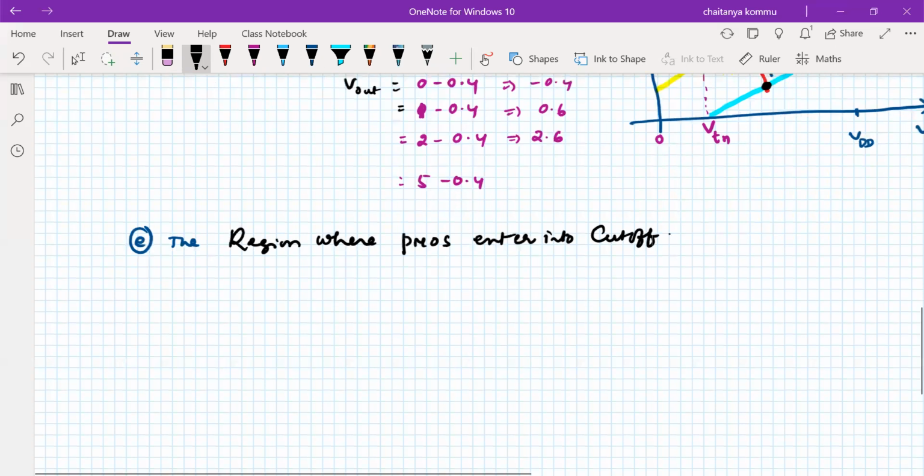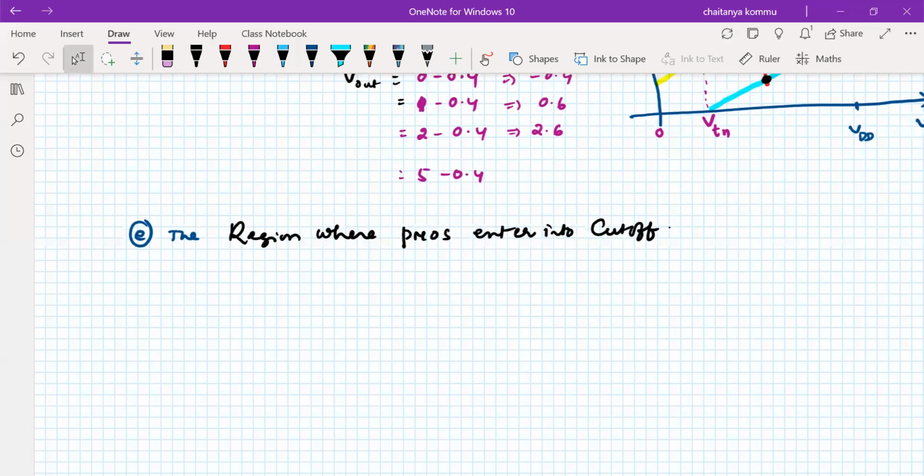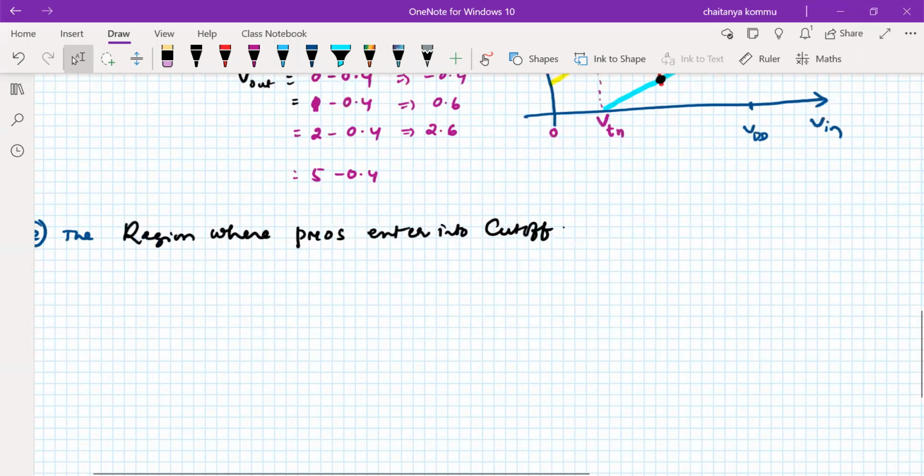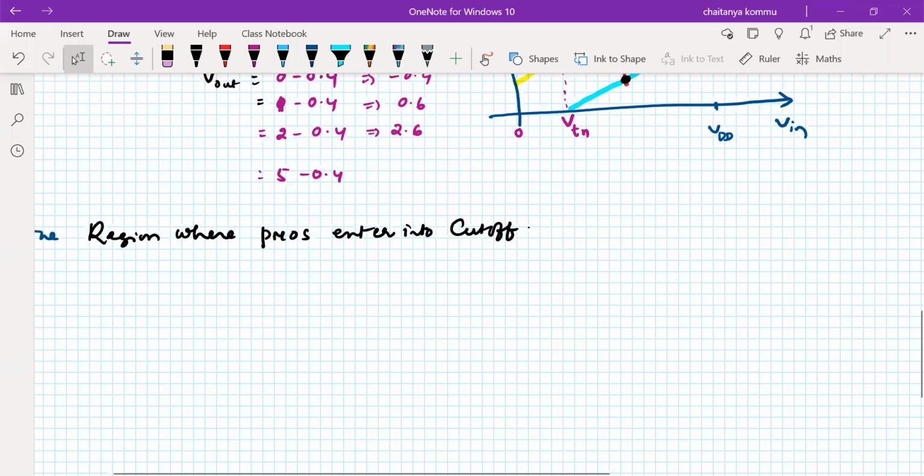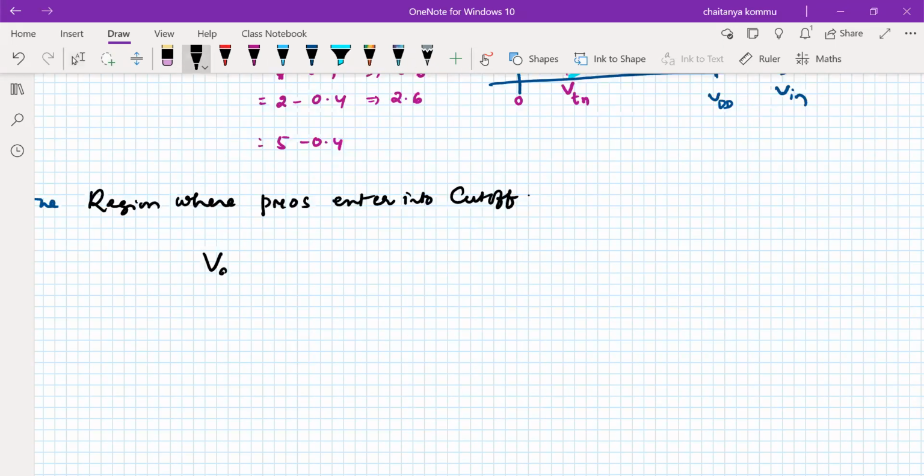So to get into the cutoff region, what do we need to calculate? We need to calculate VGS of the PMOS transistor, greater than or less than? Anyone? For the PMOS transistor to be off, what is the relationship between VGS and VTH? Anyone from the class?